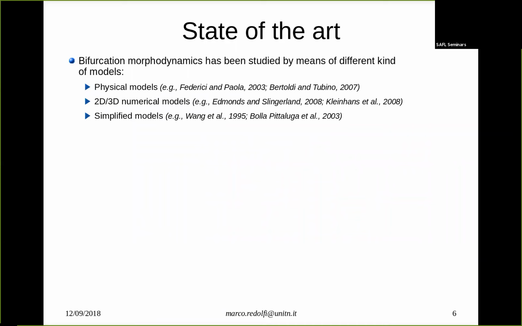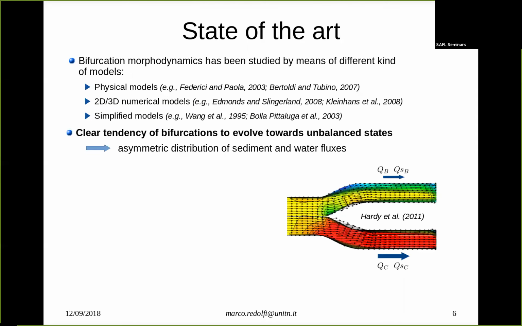Bifurcation morphodynamics has been widely studied in the last 30 years through different kinds of models: physical models, 2D and 3D numerical models, simplified reduced complexity models. This research clearly revealed a tendency of bifurcations to evolve towards unbalanced states. This is an example from a numerical simulation of Hardy et al., where water tends to flow towards the right branch. This is a very general tendency of bifurcations.